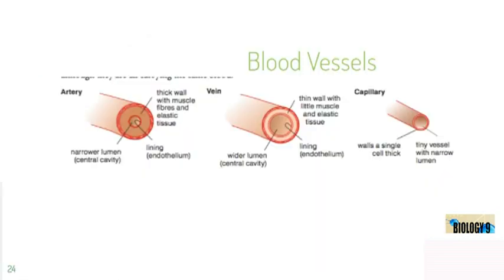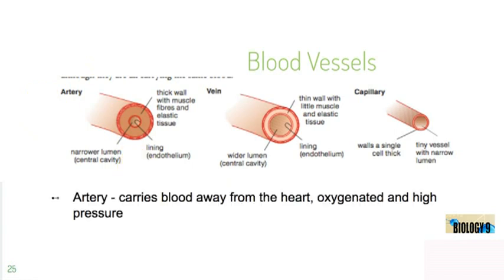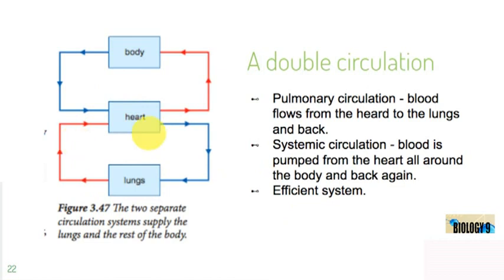Blood vessels. There's three main types. What I'm going to talk about to start with here is the artery. So the artery is what carries the blood away from the heart. So just going back to this one, heart, we've got it going to the body and also to the lungs. These two here are arteries.